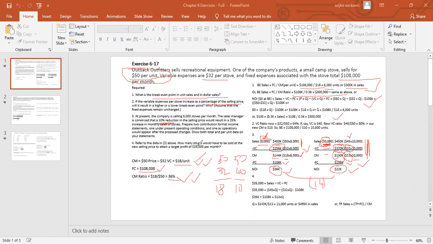What's the question for? How many stoves will have to be sold at a new selling price to attain target? Well, you can plug in here 35. You can use the same format and plug in 35,000 and say my fixed cost is 108. So you need contribution margin of 143. If your contribution margin is 13, then how many units you need to sell? 11,000 units. Right?